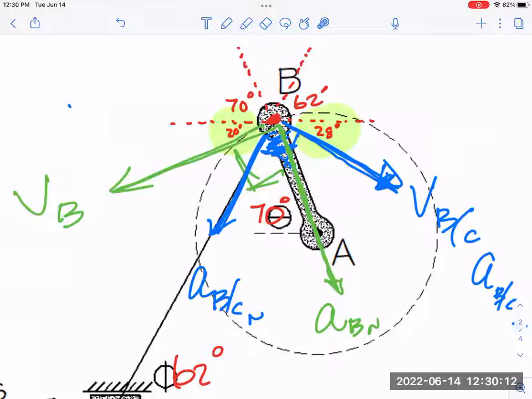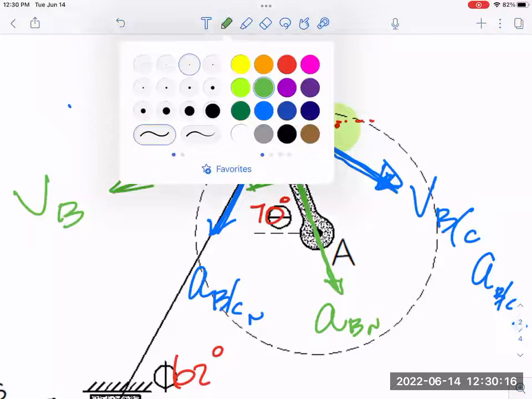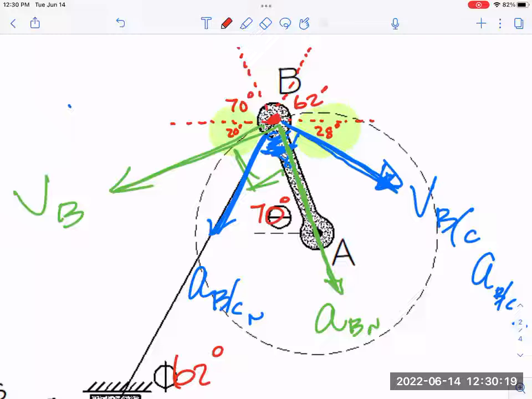So let's see here. Given that this is 90 right here, given that that's 90 and this, let's see, what angles do I know? Yeah, there's a number of ways I could do this, but notice across the top, I have 70 and 62, and that's a straight line. So that's 132, which leaves 48 for this little piece right here. You agree with that?